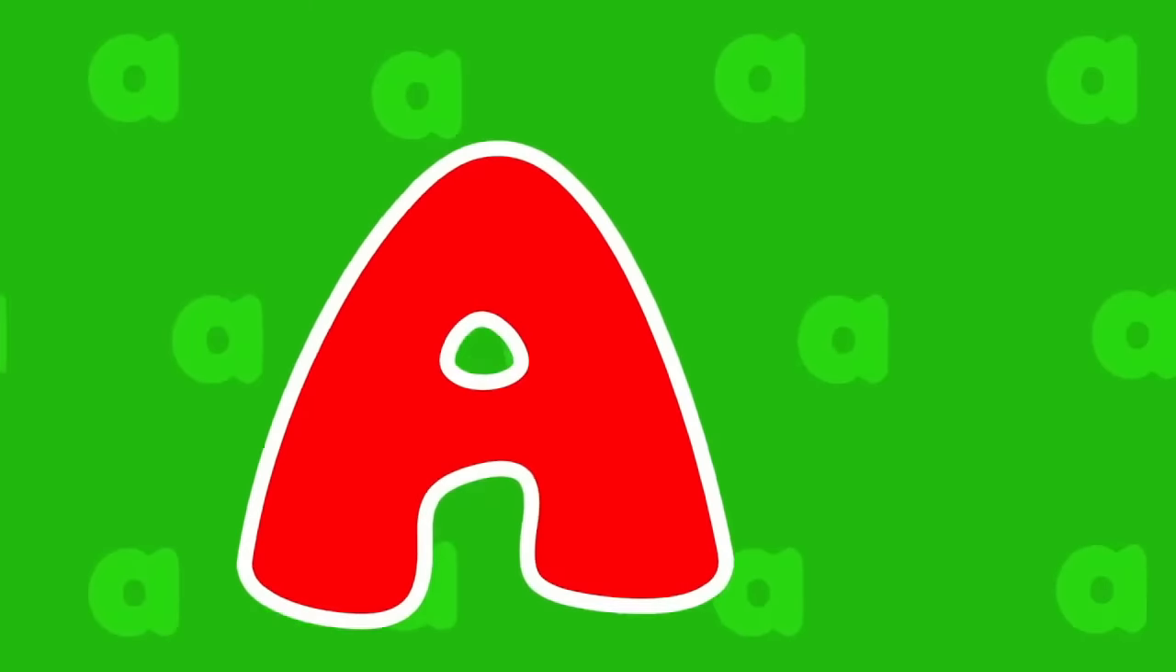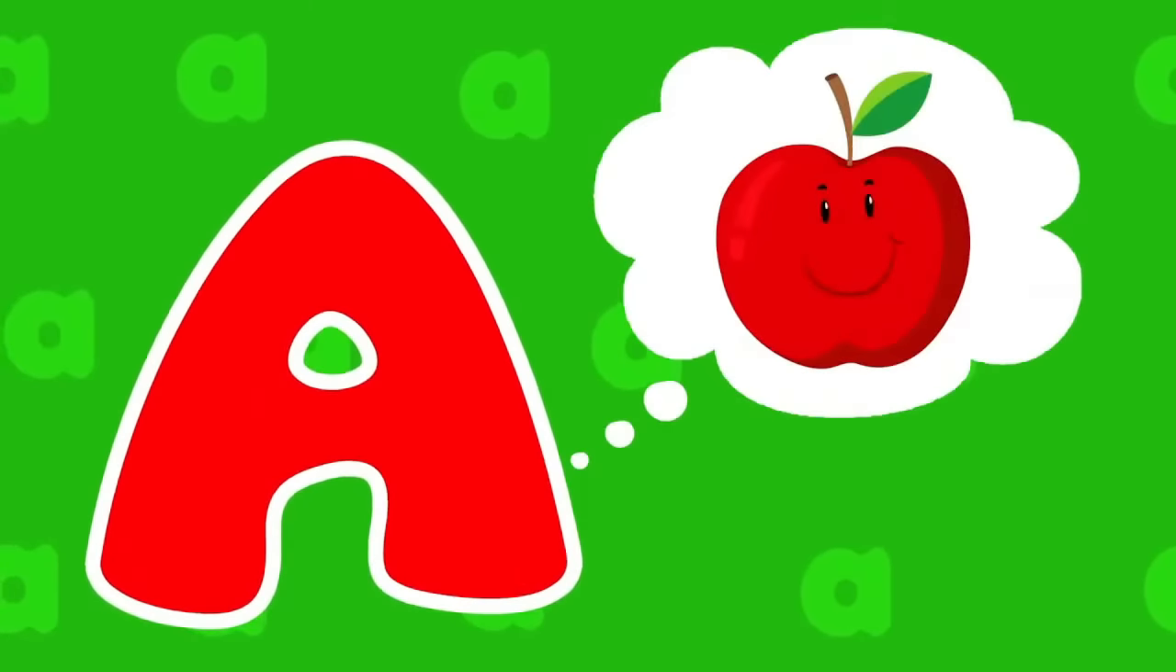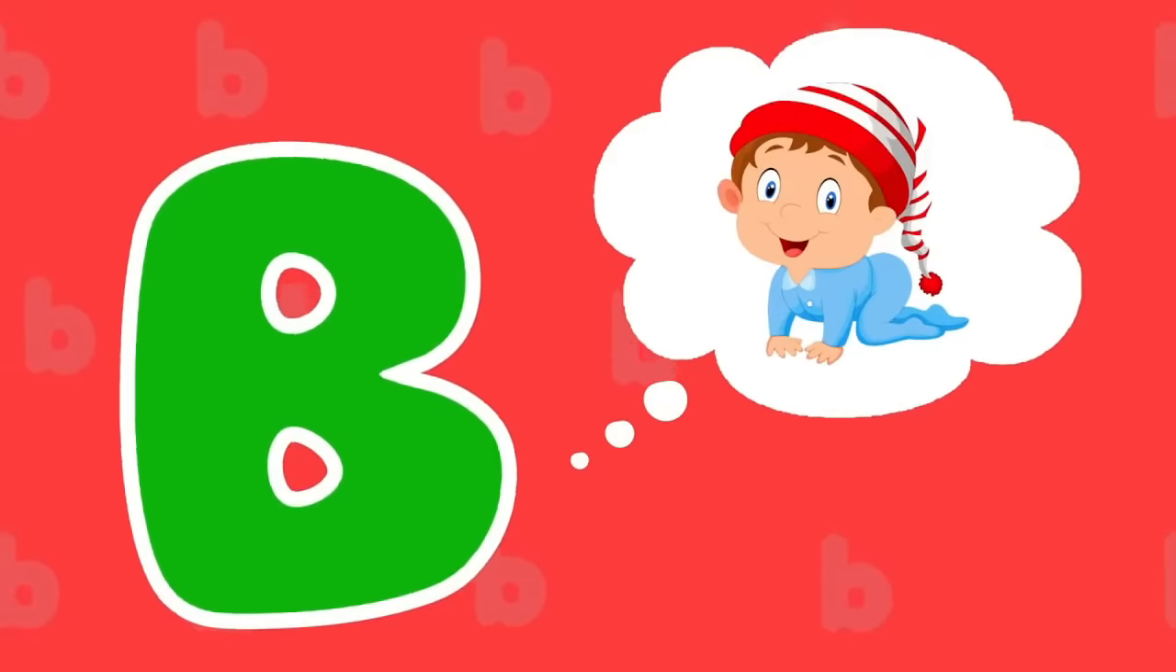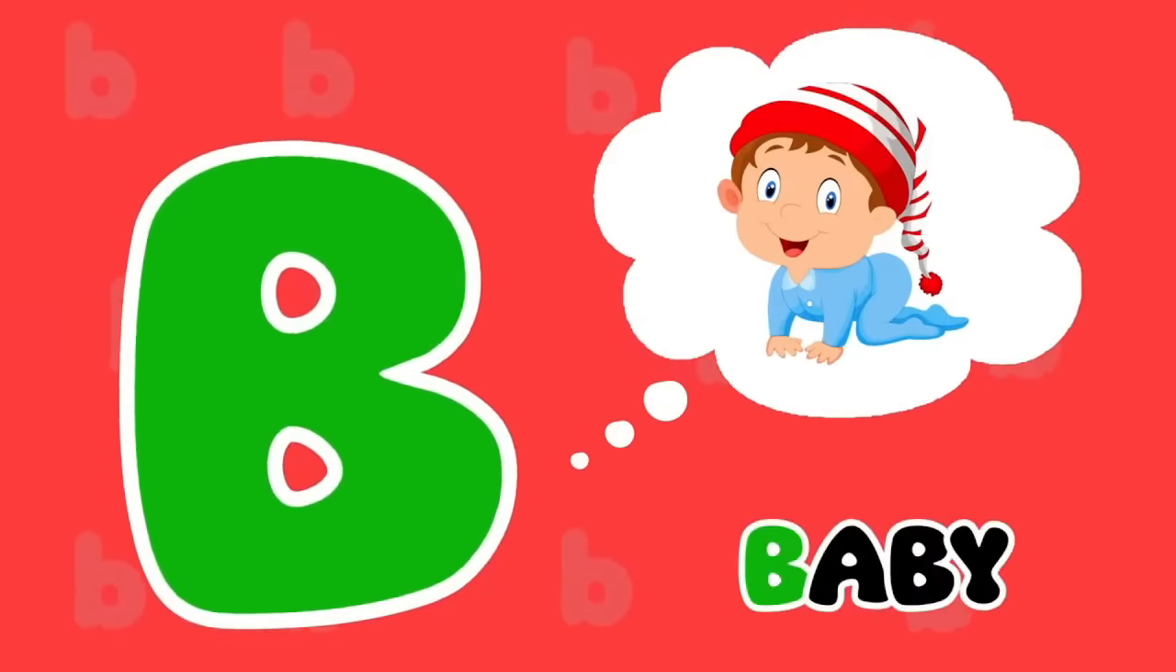A is for apple. A, apple. B is for baby. B, b, baby. C is for candy.